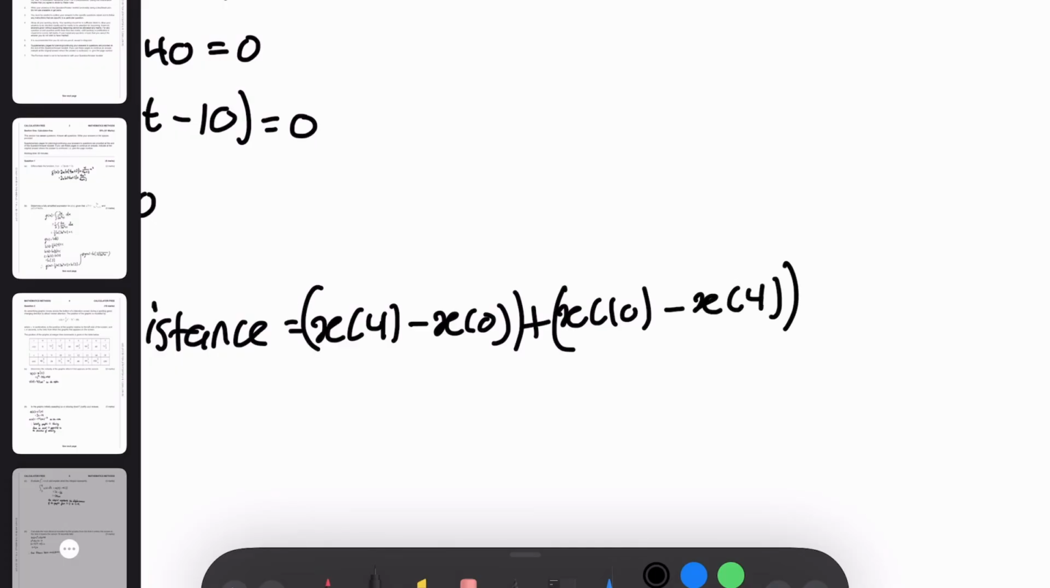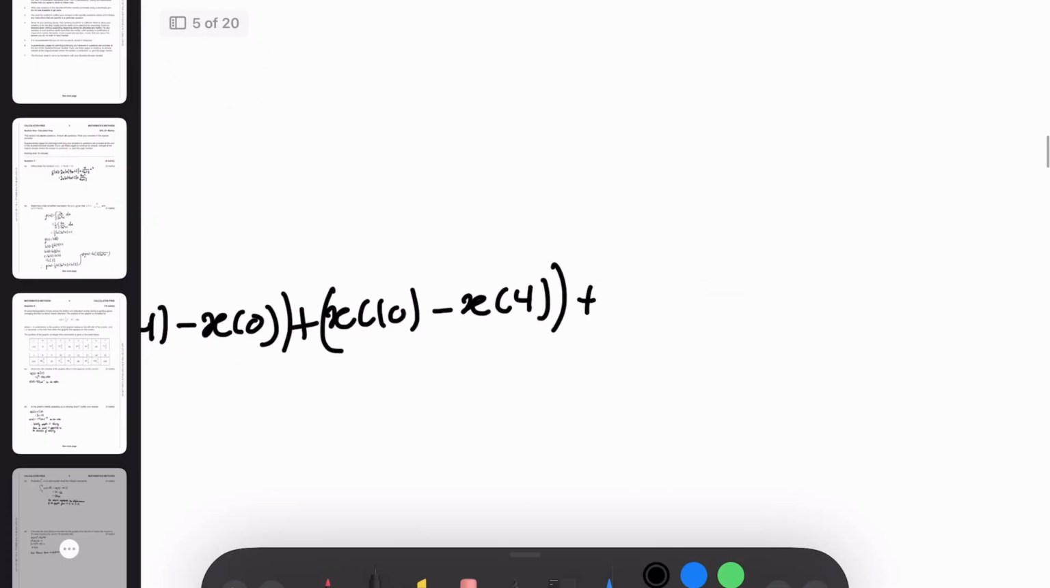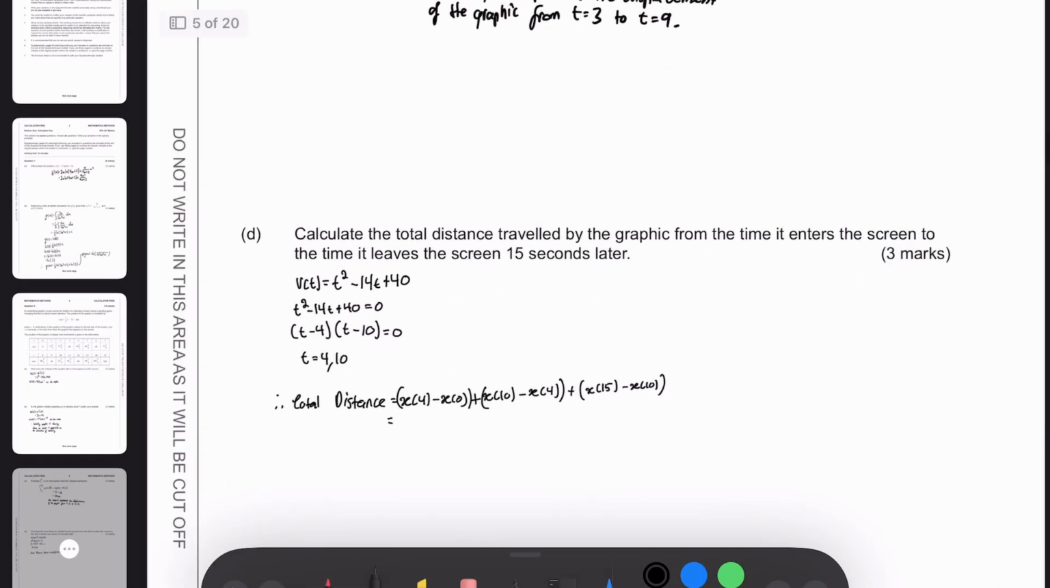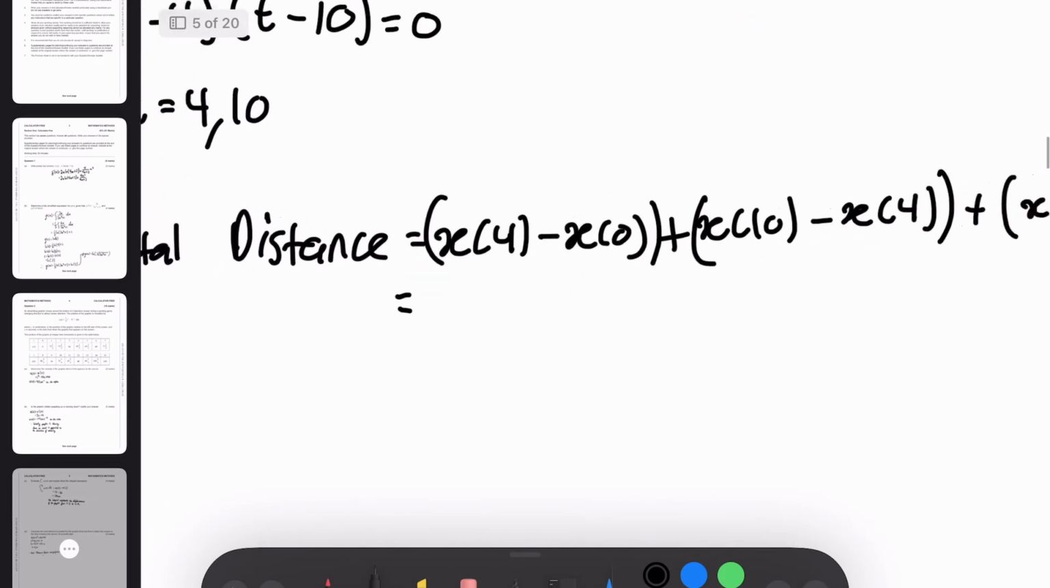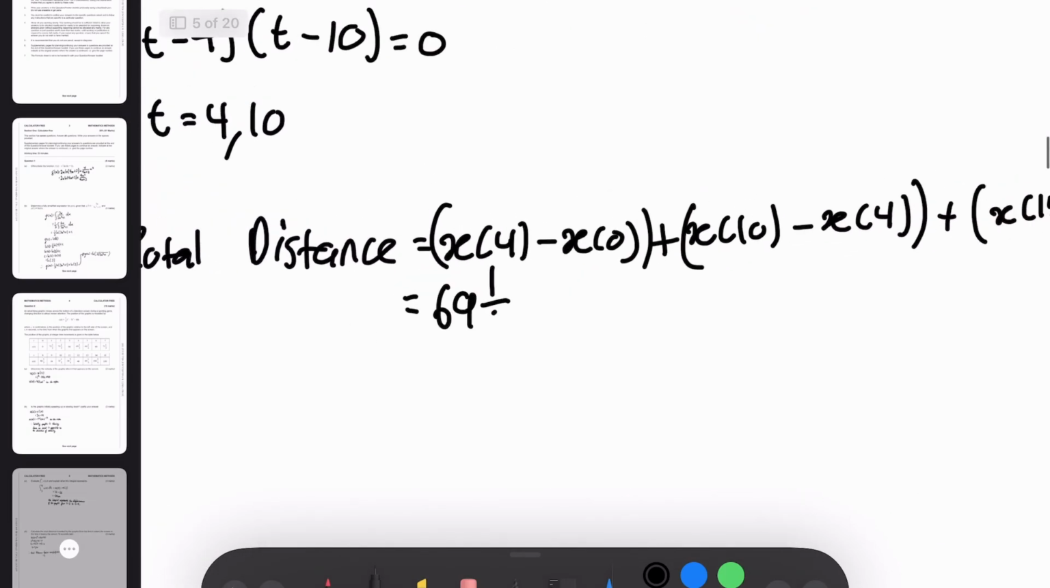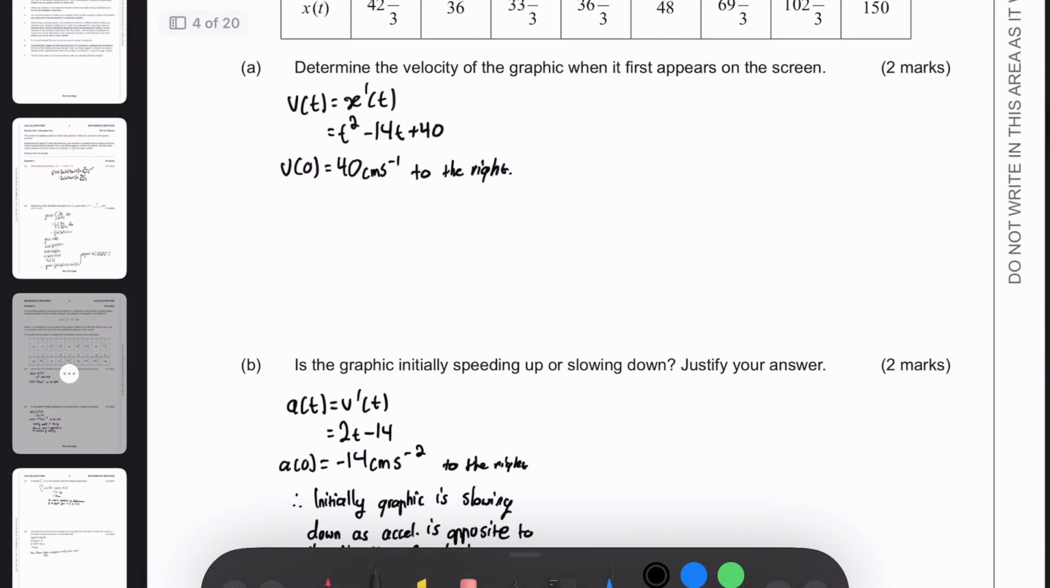So this is the time from t equals 4 to t equals 10, because we know that t equals 10 is going to be the next time it changes direction. And then the final one, which is going to be x of 15, because that's when it stops, to x of 10, just like that. Now we just have to plug in these values. x of 4 is 69 and a third, plus minus 0, I think.